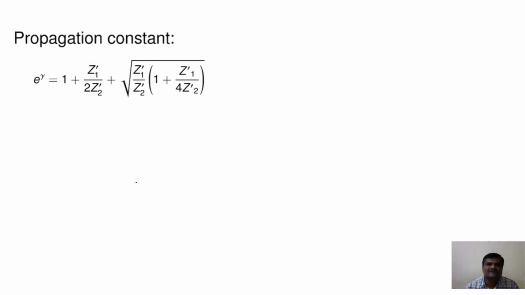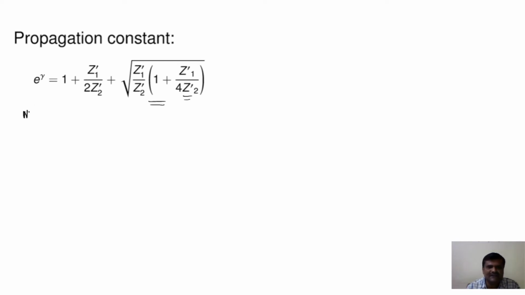Now we'll calculate the propagation constant e raised to gamma. This equation we have already derived in previous lectures, so I have directly taken it here. e raised to gamma equals 1 plus z1 dash divided by 2 z2 dash plus root z1 dash z2 dash into bracket 1 plus z1 dash divided by 4 z2 dash. If you see carefully, everywhere it is z1 dash divided by z2 dash.